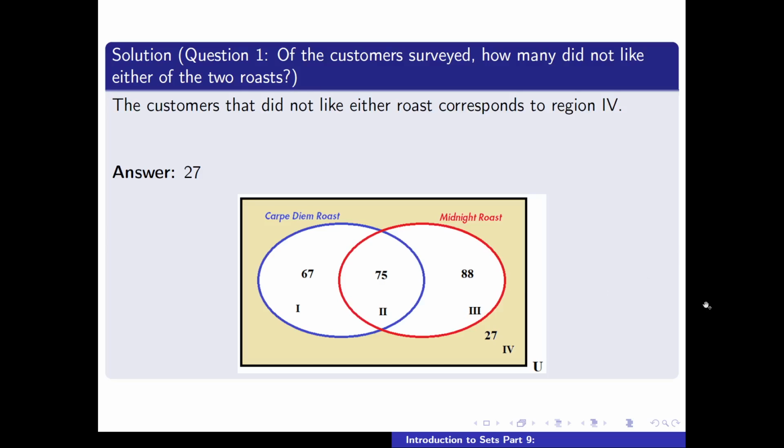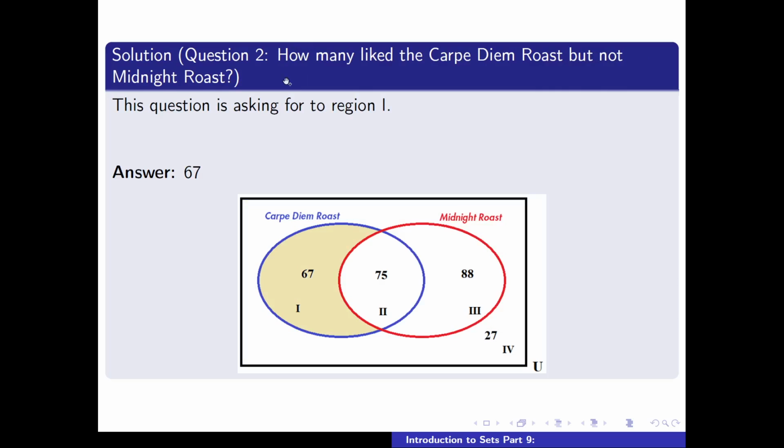Okay, and that's it. Question 2 was, how many liked the Carpe Diem roast but not the midnight roast? Well, in fact, that's what we already found. This is asking for region 1, right? Region 1 are those customers that like the Carpe Diem roast but not the midnight roast. Okay? And so we already have that shaded here. Region 1 has a cardinality of 67. So there were 67 customers who liked the Carpe Diem roast but did not like the midnight roast.